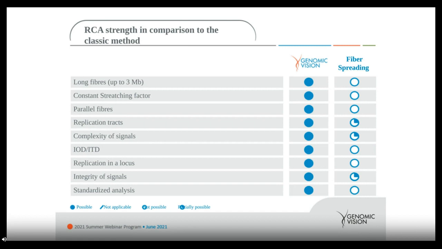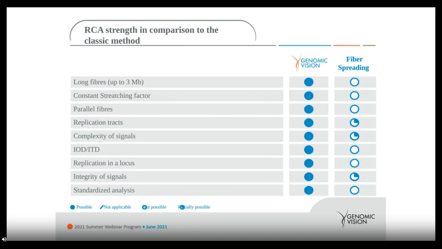So you can already see from these few parameters and these few pictures that I gave you the strength of our molecular combing technology used with the RCA, the replication combing assay. Indeed, we can go with long fibers, up to 3 megabases. If we compare, for example, with the older technology called fiber spreading, which has been used in labs since the late 70s, the comparison between the two technologies shows a clear advantage for the use of Genomic Vision technology itself, so molecular combing together with the RCA.